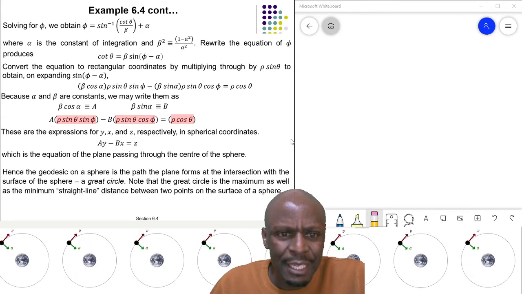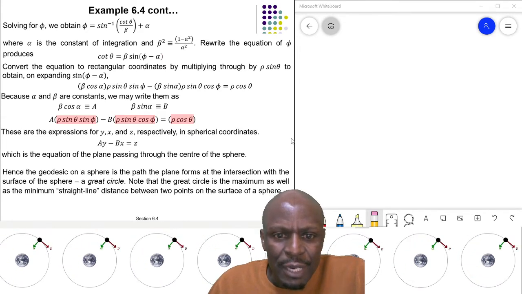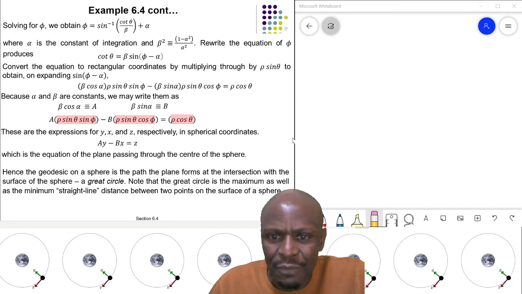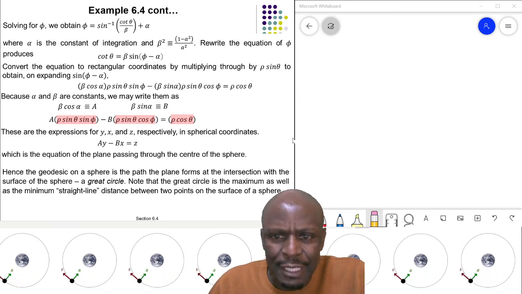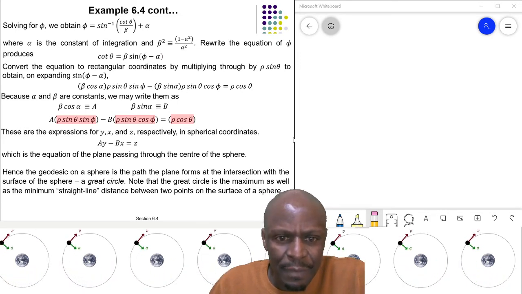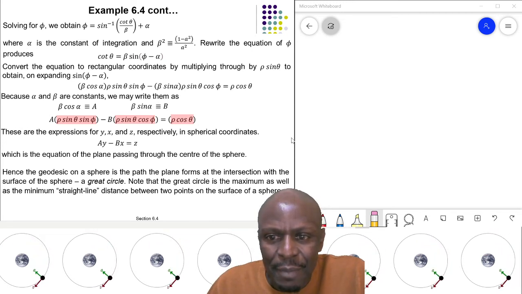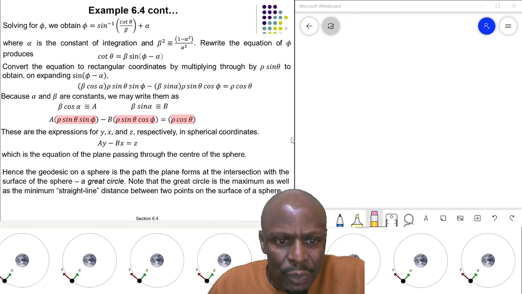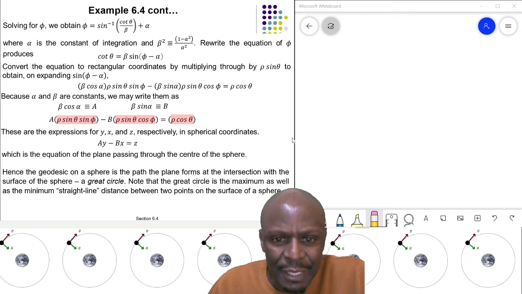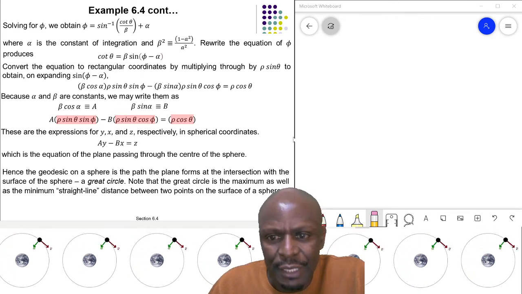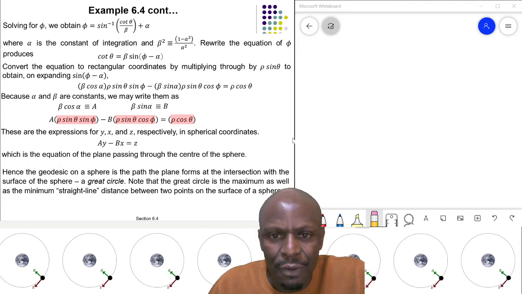Hence, the geodesic on a sphere is the path the plane forms at the intersection with the surface of the sphere, a great circle. And note that the great circle is the maximum as well as the minimum straight line distance between two points on the surface of a sphere.